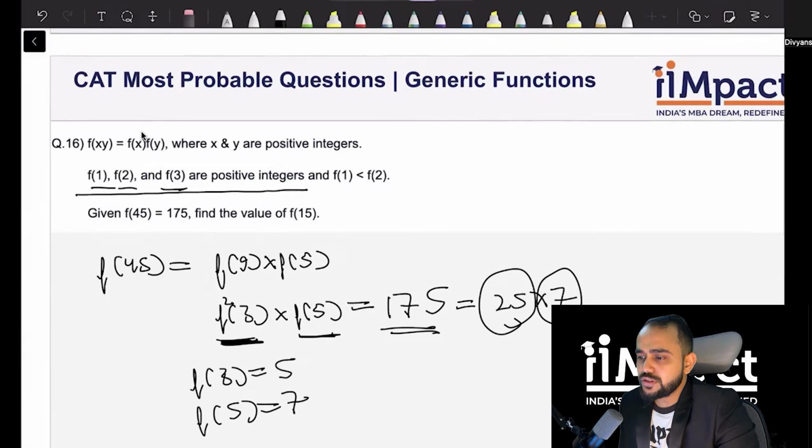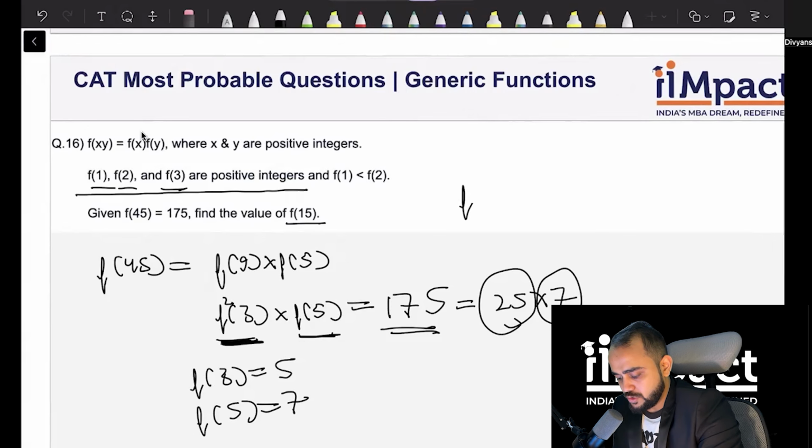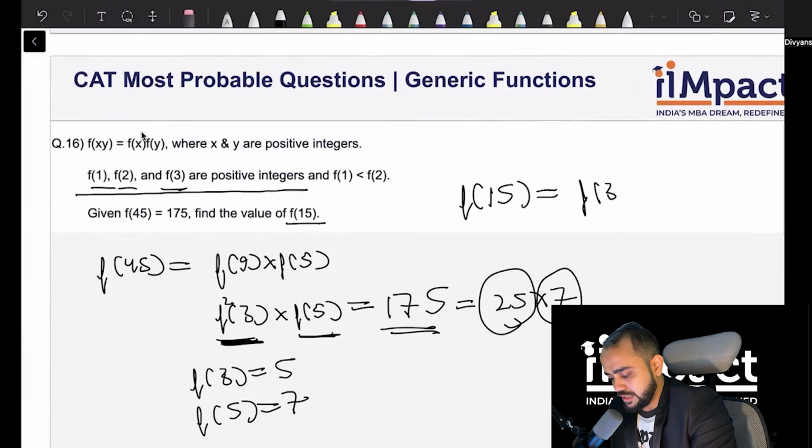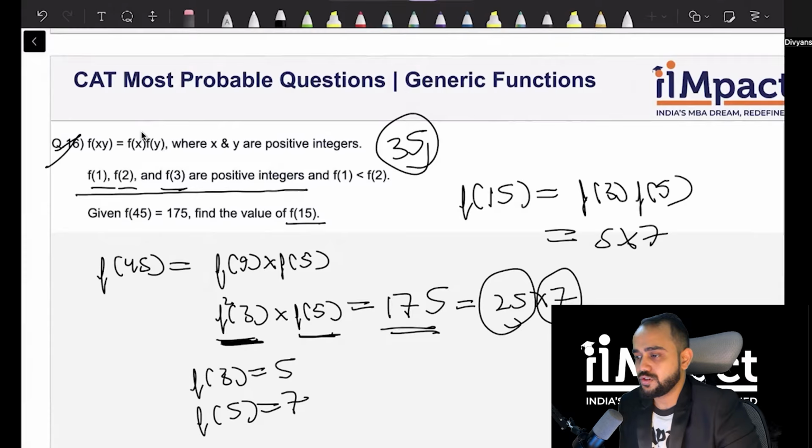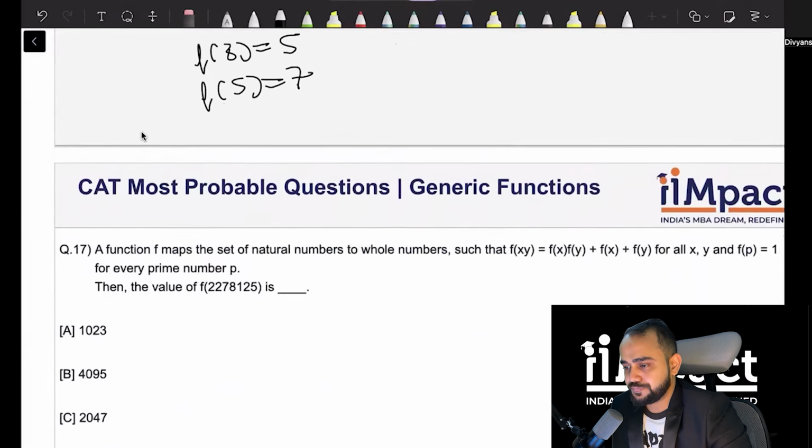And now we can use this. We need to find f of 15, right? So f of 15 will be f of 3 into f of 5, that is 5 into 7, that is 35. So the answer for question number 16 will be 35.